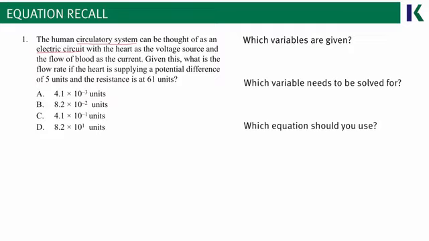So what variables are given in this question stem? The variables given here are potential difference and resistance. Specifically, the potential difference is given to us as 5 units, and the resistance is given as 61 units. So what variable do we need to solve for in this question? The variable being solved for here is flow rate, but we can think of flow rate as being analogous to current in the world of electric circuits. In both cases, we're talking about the movement of a material, either blood or positive charge equivalents, over time.